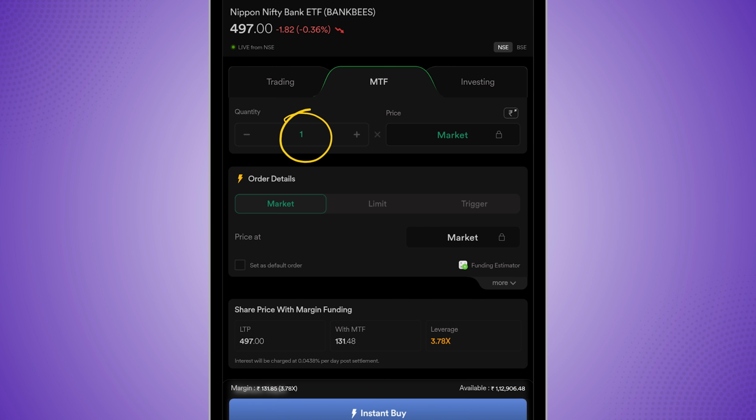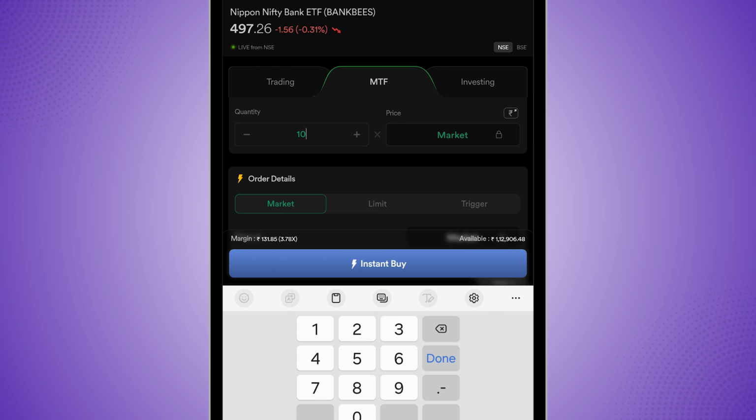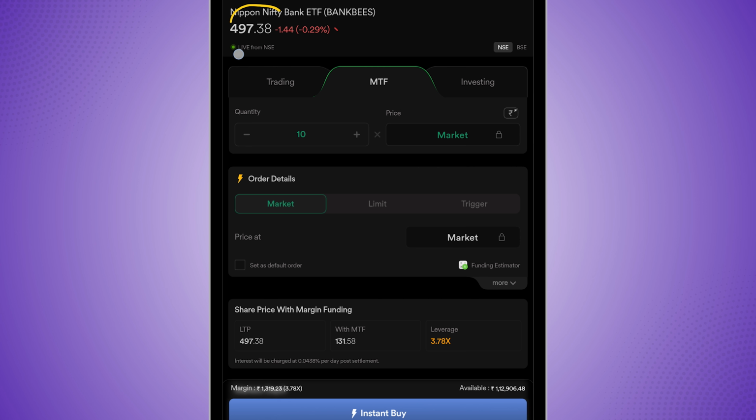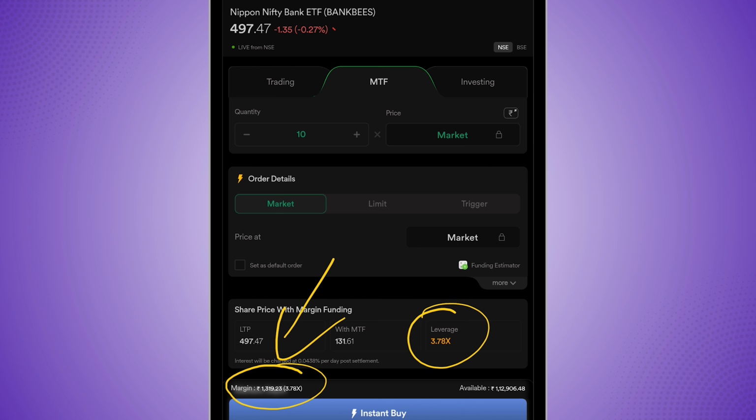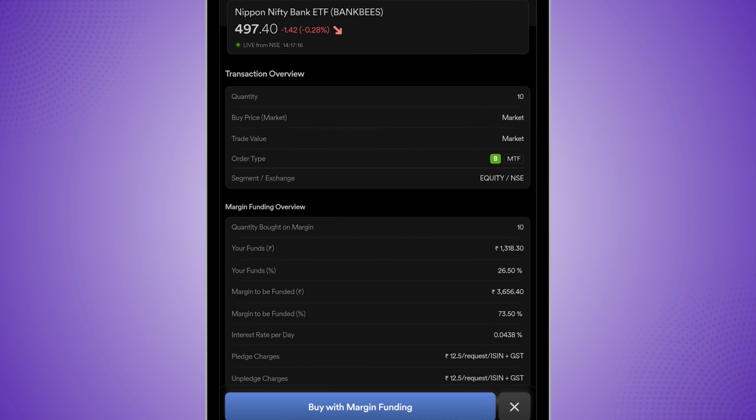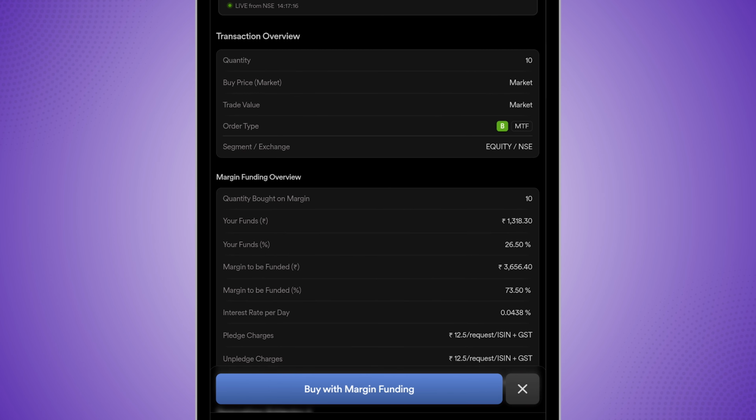So suppose I have a quantity of 10 over here, and my ideal capital requirement should be around 4,970. But you will notice over here, I only need to give a margin of 1,319 rupees because there is a 3.78x leverage that I am getting, which means I am buying one single quantity for 131.61. The rest of the amount is provided by the broker to me. So if you look at the funding estimator over here, my funds is 26.5% and the margin in this case will be 3656, which I am taking.